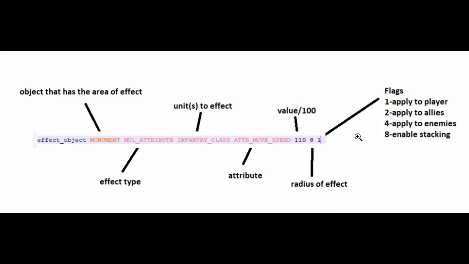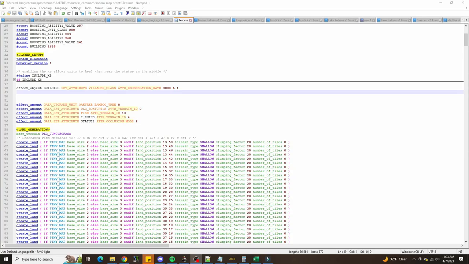And then another parameter to control some other things, like whether it applies only to the player who controls the object, whether it will affect their allies as well, whether it will affect their enemies, and whether this particular effect will stack if the unit happens to be within the range of many of these objects at the same time.